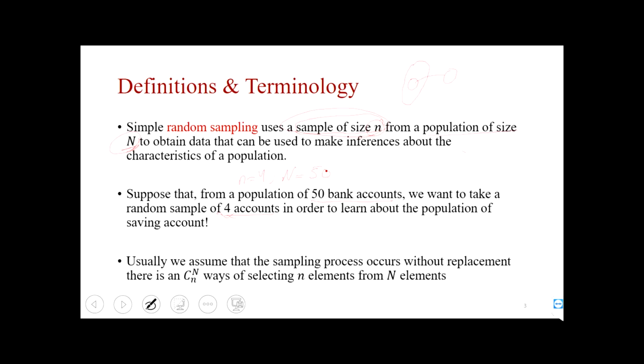You can look at it. Usually, we assume that the sampling process, which is collecting samples from a population of size N, in our case 50, occurs without replacement. There are C(N, n) ways of selecting n elements from N elements.